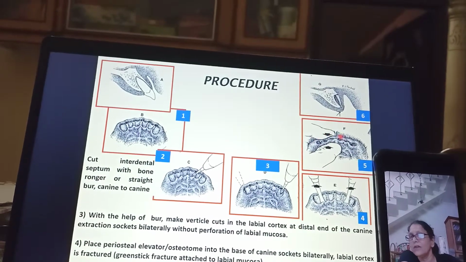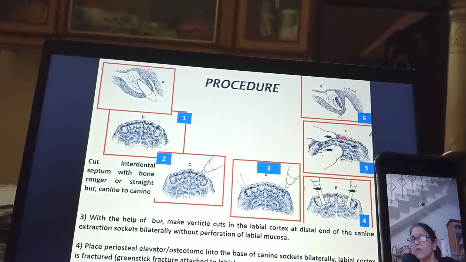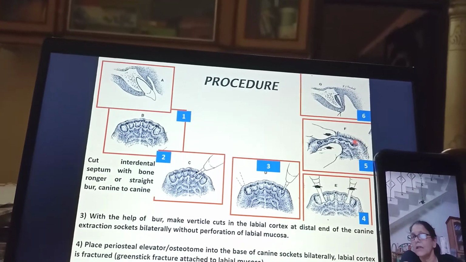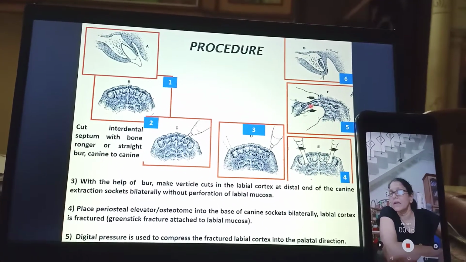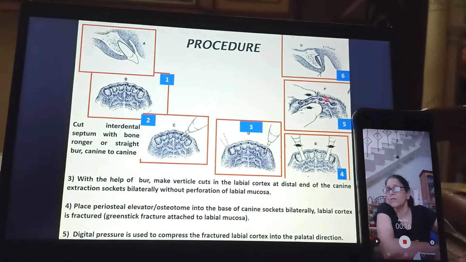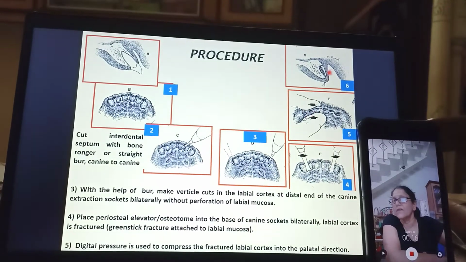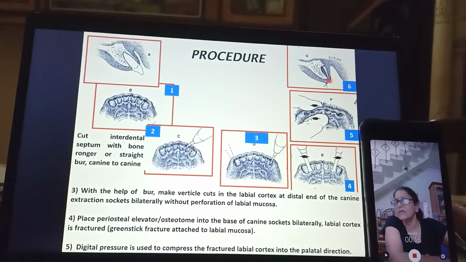So not only are we reducing the buccal overjet here, but also the buccal and the palatal plates are pushed together or compressed together. After that, the primary closure is carried out.